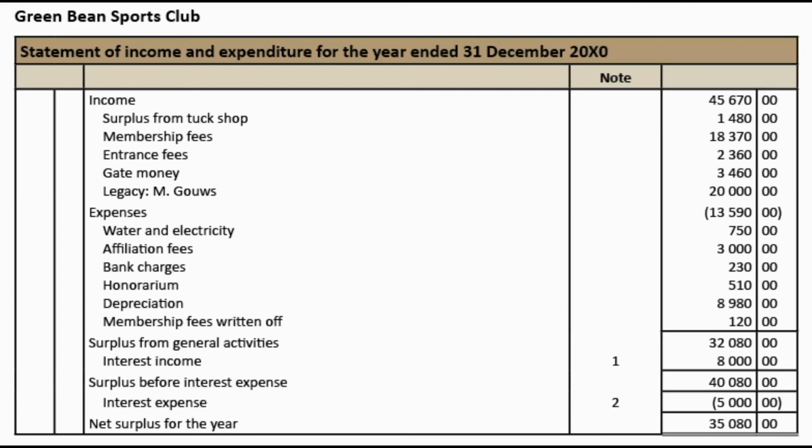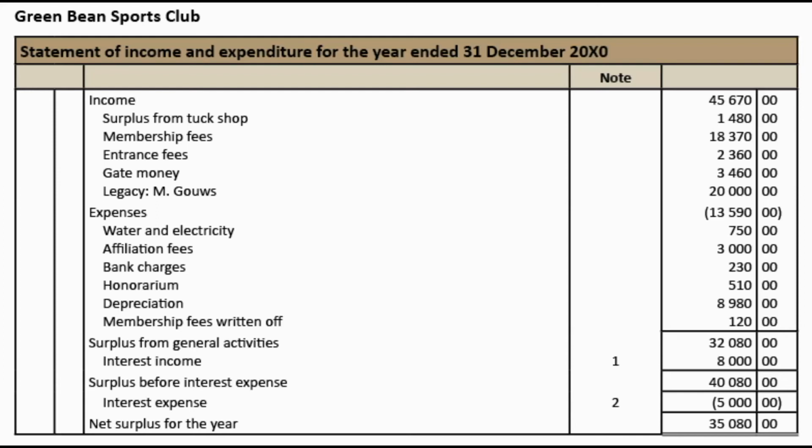In a non-profit organization, our intention is not to make a profit. So that is why we call that term surplus. So its net surplus for the year is 35,080.